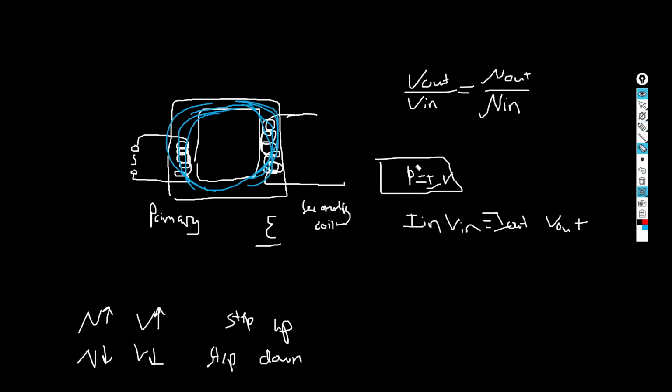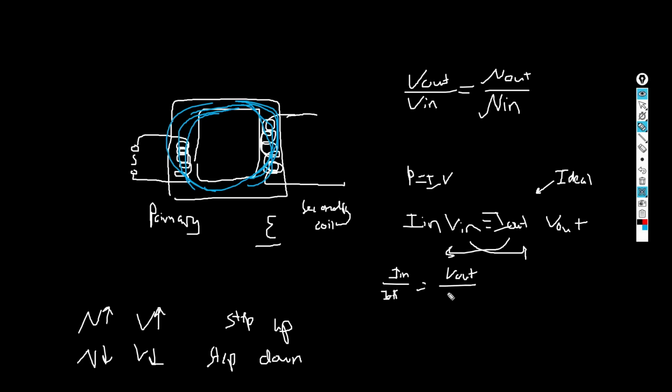This is only for ideal transformers. We'll talk about that in a bit. So let's say you take I here, so it's gonna be I in over I out equals, and let's say here you take V in here, so it's gonna be V out over V in. So they're inversely proportional, okay? And obviously you can substitute whatever you want from N out. N is the number of turns, and V in and V out.